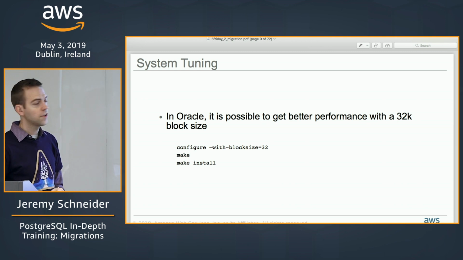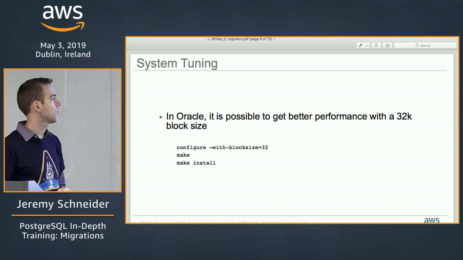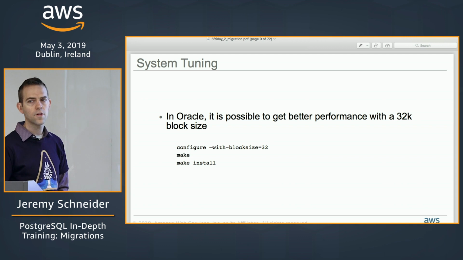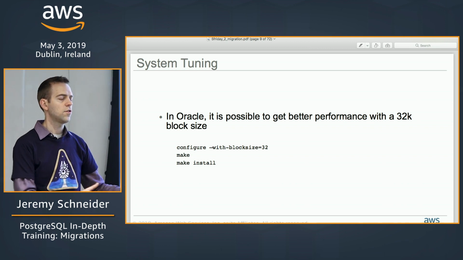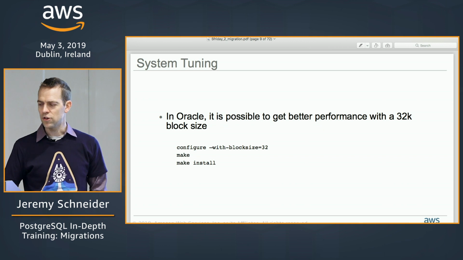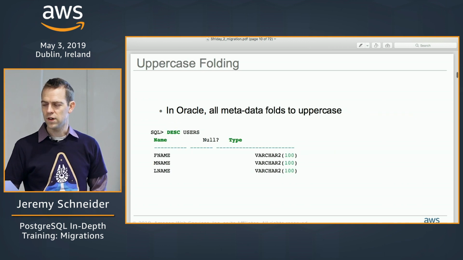Looking at block size is another example. In Postgres, of course, you can't set the block size in RDS Postgres, but you can if you're managing on your own system. So outside of system tuning, let's look at some more application level specific things.